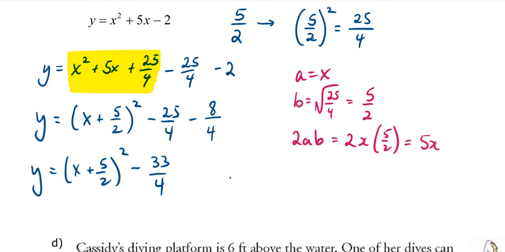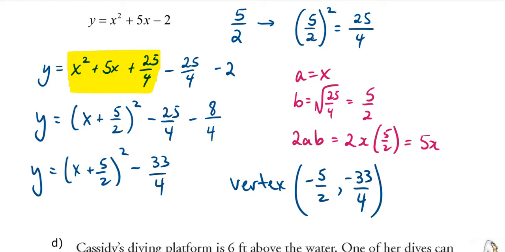And so the vertex becomes a fraction. The h value is negative 5 over 2. And the y value is negative 33 over 4. Y-intercept, 0 and negative 2.